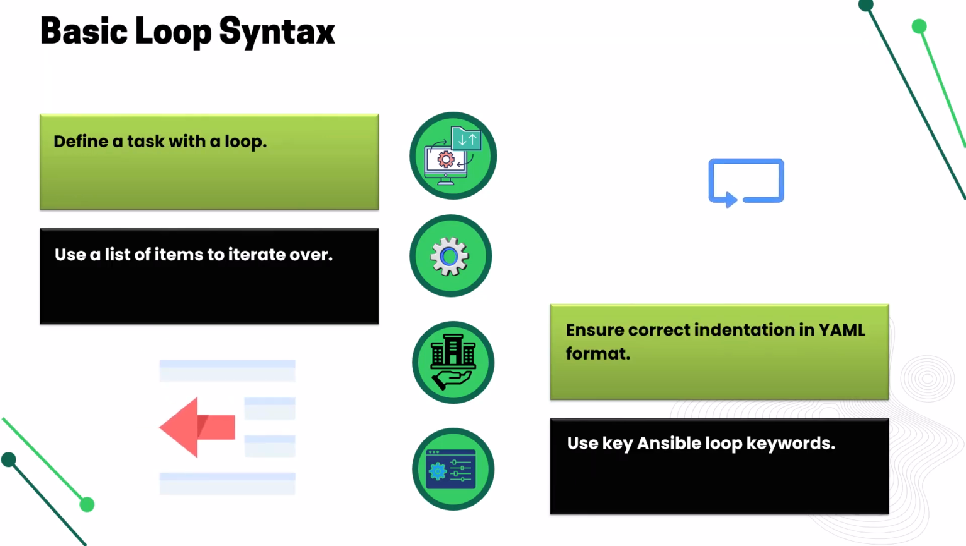Loops in Ansible follow simple syntax: define a task and add a loop. Think of it like setting up a to-do list and telling Ansible to check things off one by one. Get the indentation right, add the necessary loop keywords, and voila, your tasks run smoothly. Even YAML appreciates good organization.